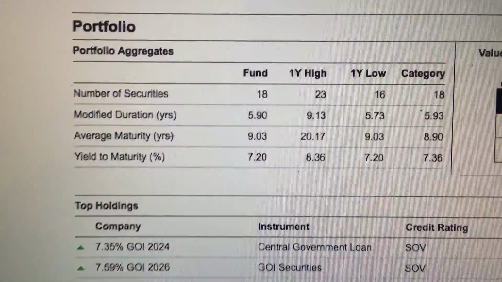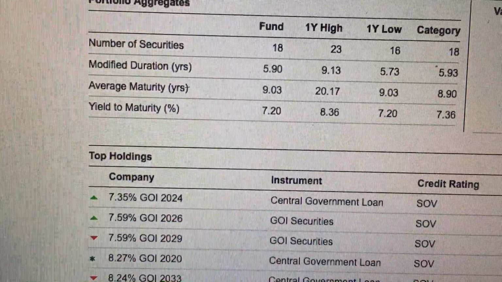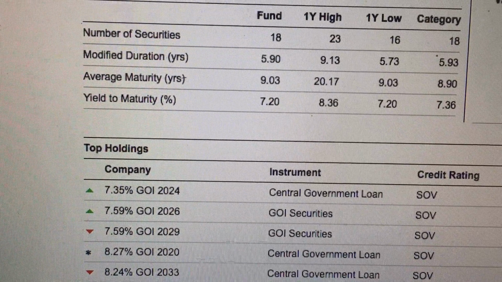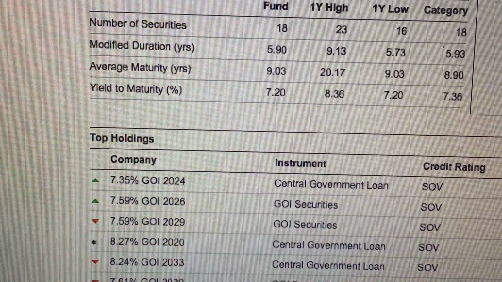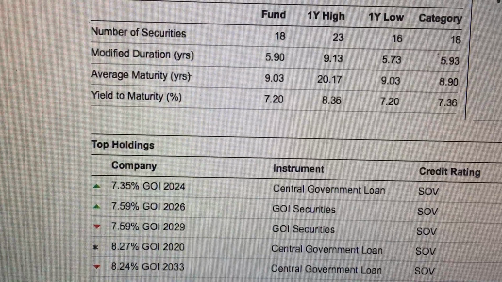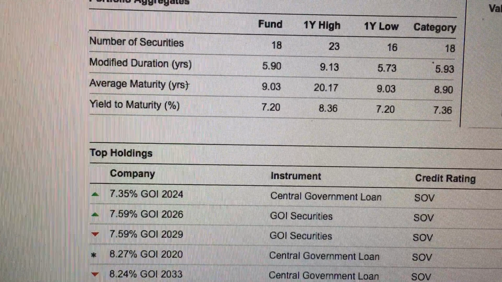So I'll just explain very quickly what modified duration is and how it impacts our returns, and how its sensitivity towards interest rates impacts our returns.